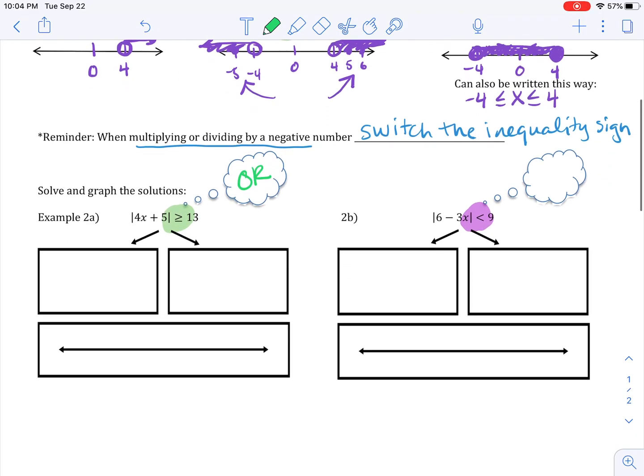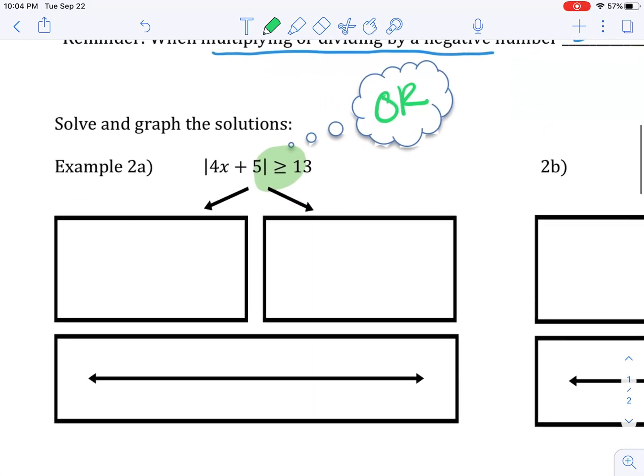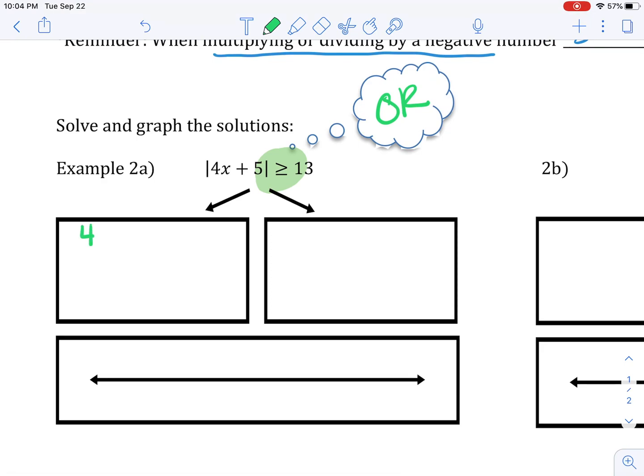Let's do this problem right here, 2a. Again, take away the absolute value sign and rewrite it just like you see it. Then write it again. Switch the direction of the sign, make it negative. And now you're going to solve these like normal inequalities. Subtract 5 from both sides. I'm just going to do this quickly here so you can follow. Divide by 4. So x is greater than or equal to.